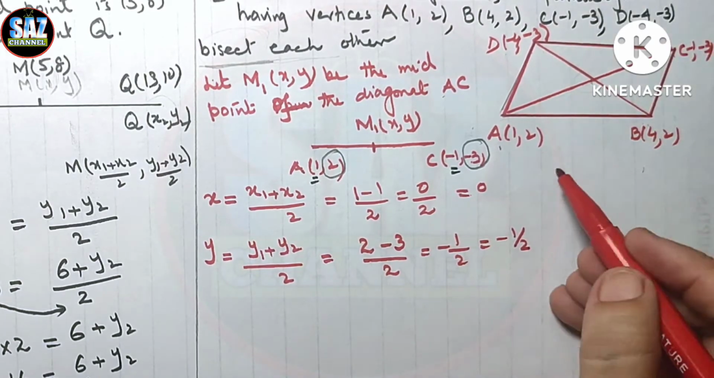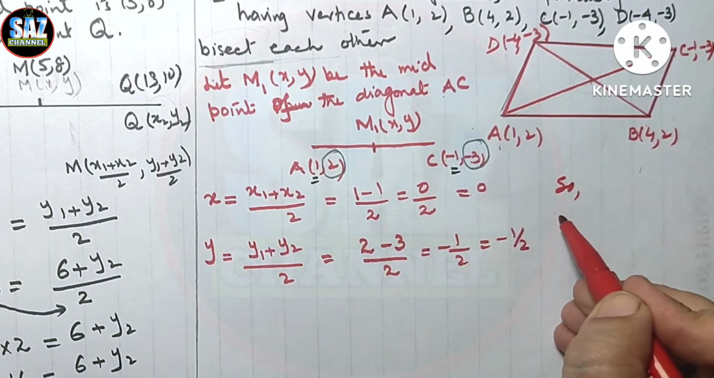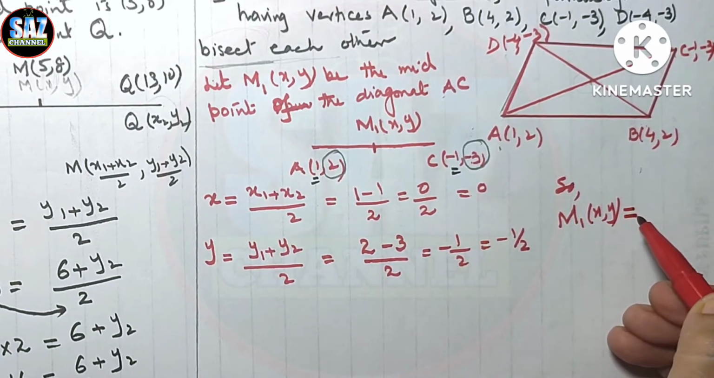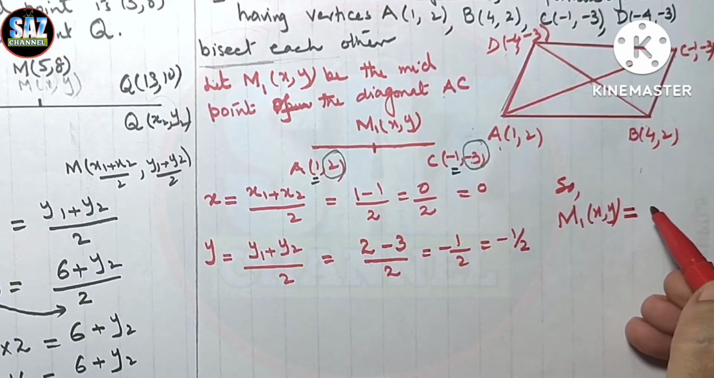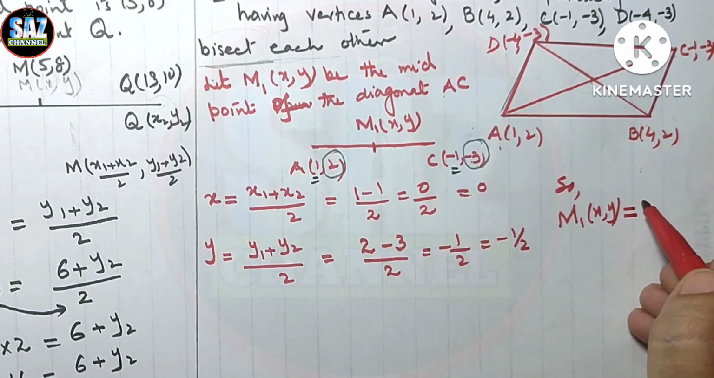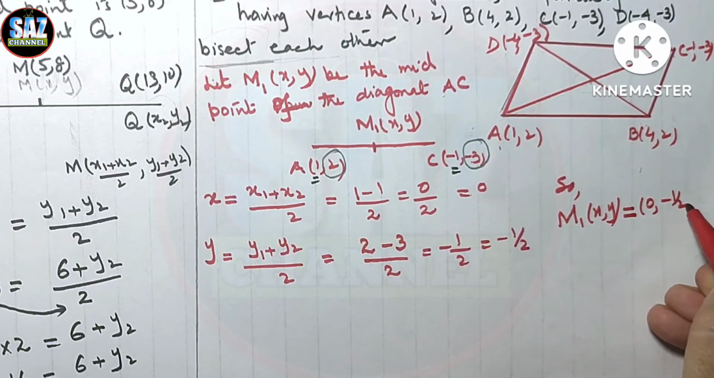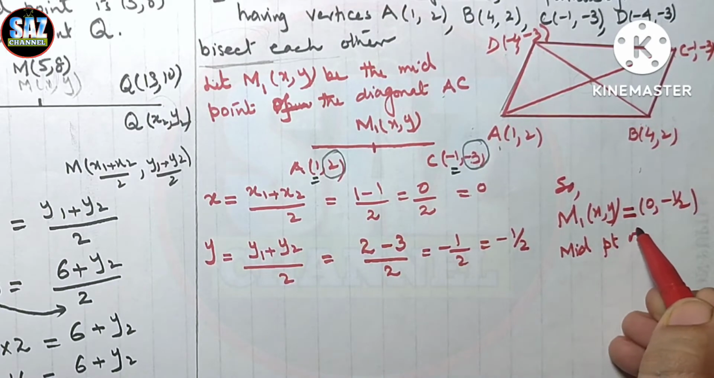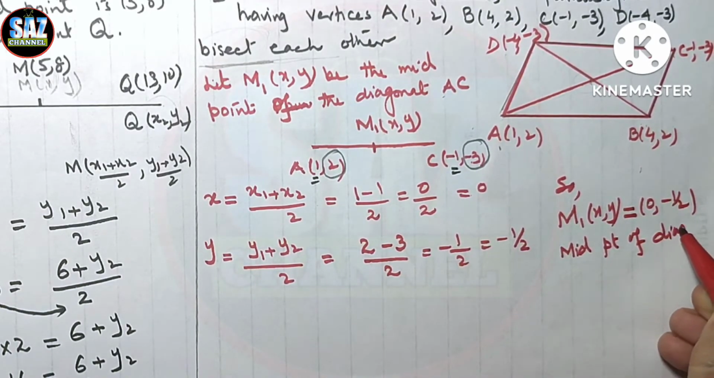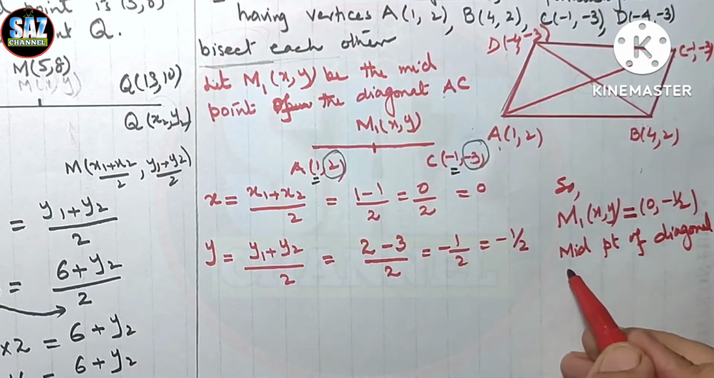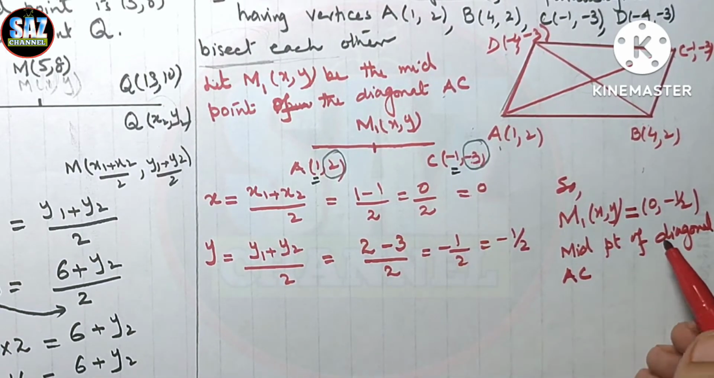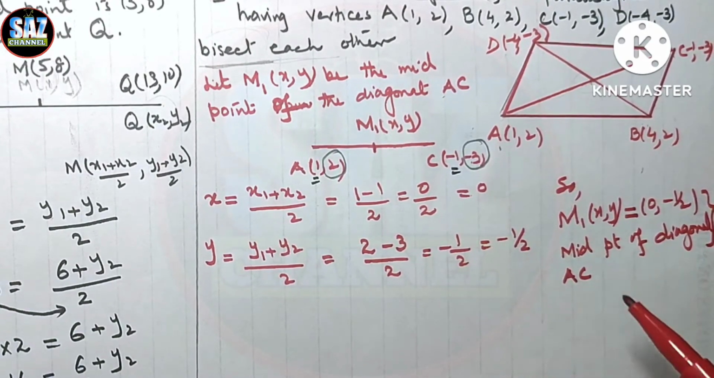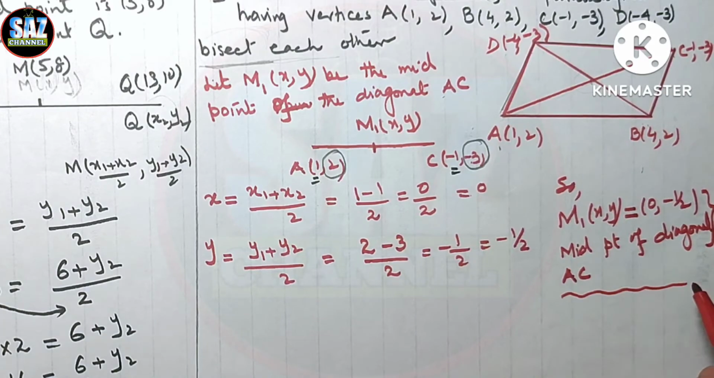So, the coordinates of M1(x, y), the midpoint of the diagonal AC, are (0, -1/2). Which diagonal, students? Diagonal AC, and let this be 1. Always support your working with some reasons and logic.